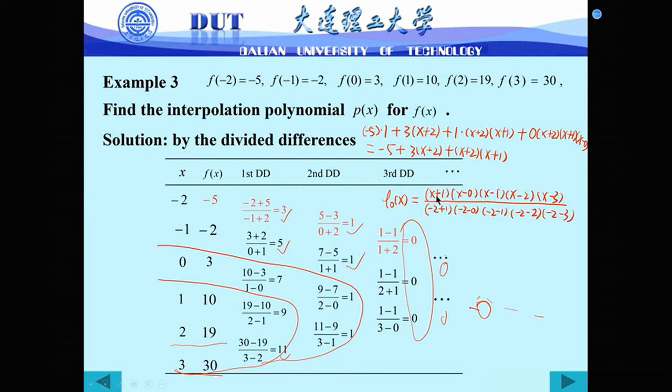So now 1, 2, 3, 4, 5 terms. So it is a little complicated, and you need to write L1, L2, and so on, right? Then compute the summation. So it is complicated. So now you find the advantage of Newton's formula, right? By the divided difference table. Clear?